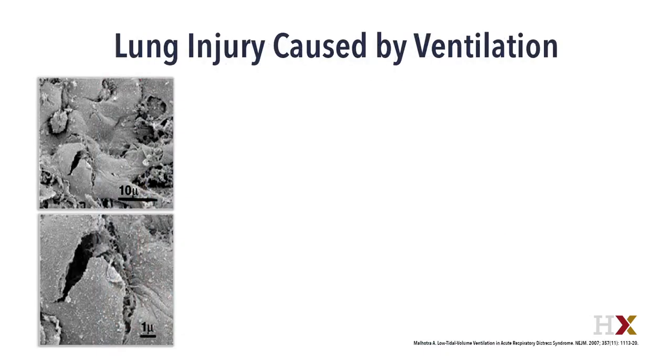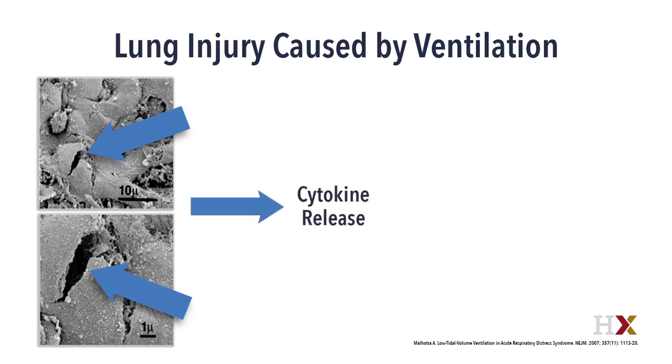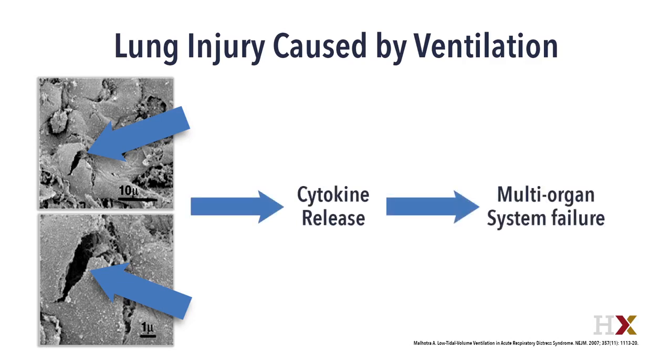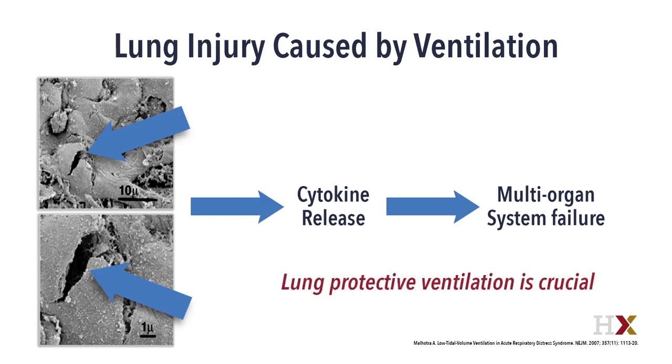And if you look at the electron microscopy view, you can see that the lungs are actually shredded. Doing the high tidal volume, high pressure ventilation tears up the lungs. And what happens here is that you may not see it acutely, but this leads to cytokine release. The cytokine release results in multi-organ system failure days to weeks later and results in the patient's death. This is why lung protective ventilation is so critically important in patients who have ARDS.